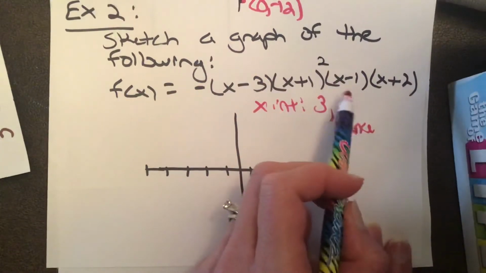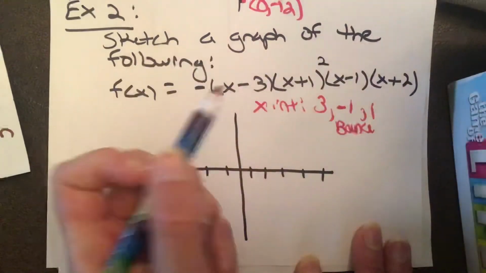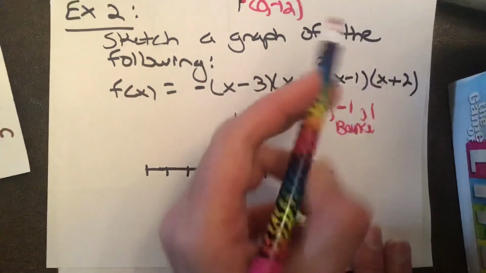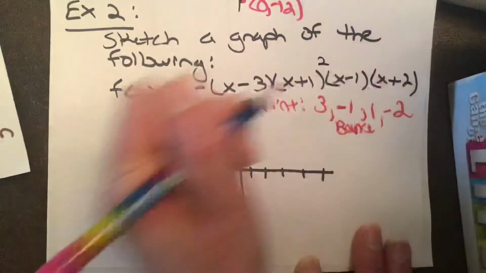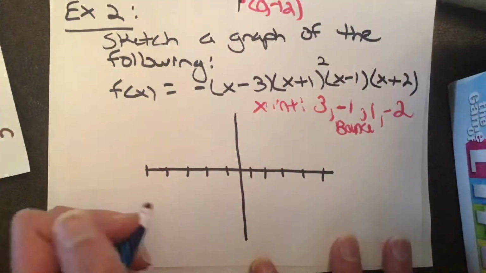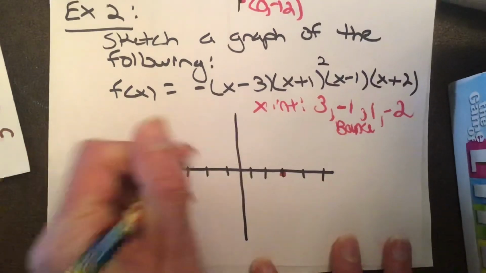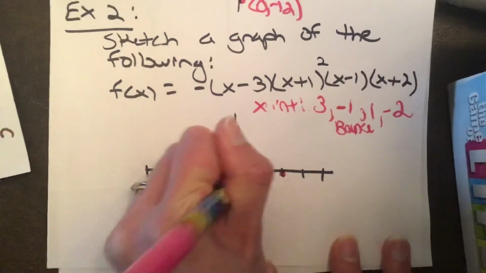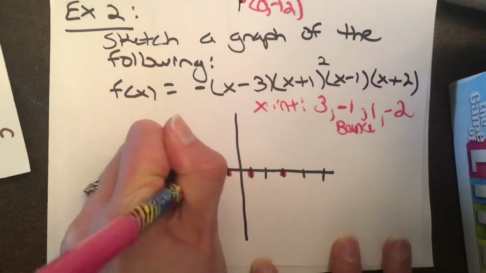Since x minus 1 is a factor, we know there's one at 1. And since x plus 2 is a factor, we know there's one at negative 2. So those are my x-intercepts. I'm going to go ahead and add those to my graph to start with. So I've got 3, negative 1, 1, and negative 2.